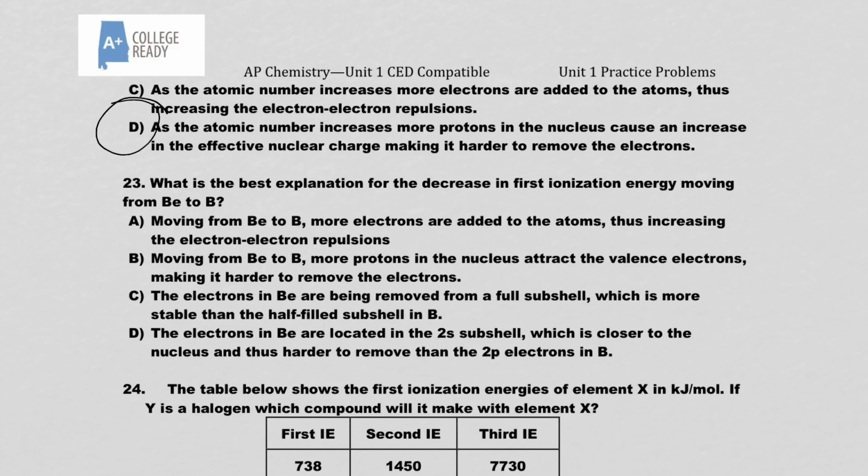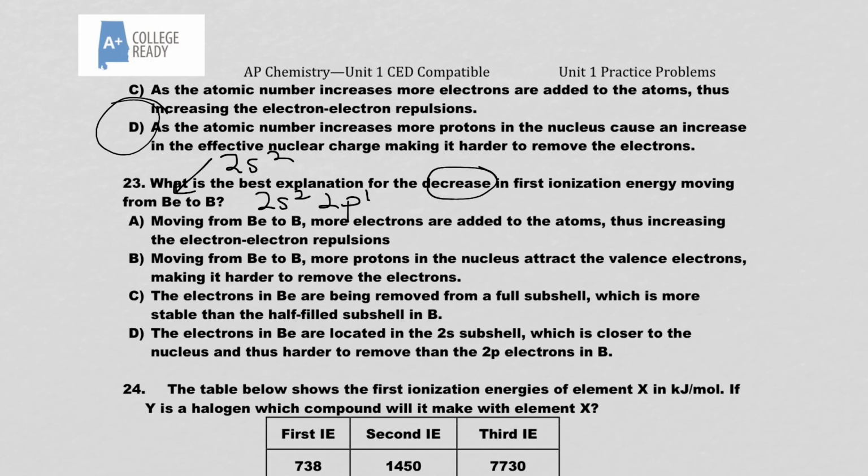All right. What is the best explanation for the decrease in first ionization energy moving from beryllium to boron? Every time we're comparing two elements, I always go straight to my periodic table. Beryllium's electron configuration ends 2s2. Boron is right next door, but it's 2s2, 2p1. So that's the difference here. As we go from beryllium to boron, we would expect an increase, so this is like a discrepant event. This is unexpected. Let's see which one of these explains this correctly.